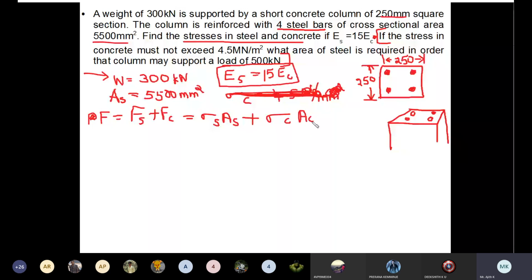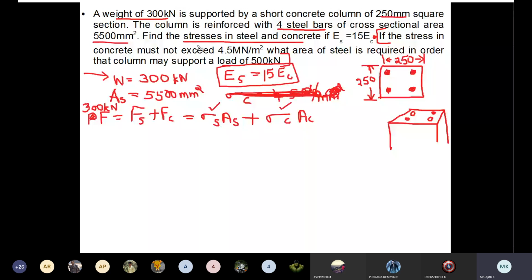Substitute all known values. What is the total force? It is given in the very first sentence. Total load is 300 kilonewton, so F is 300 kilonewton. Sigma S and sigma C are unknown. You have to find out the stresses in steel and concrete.